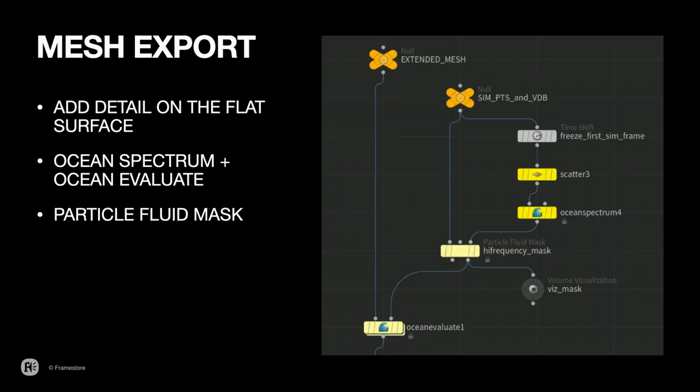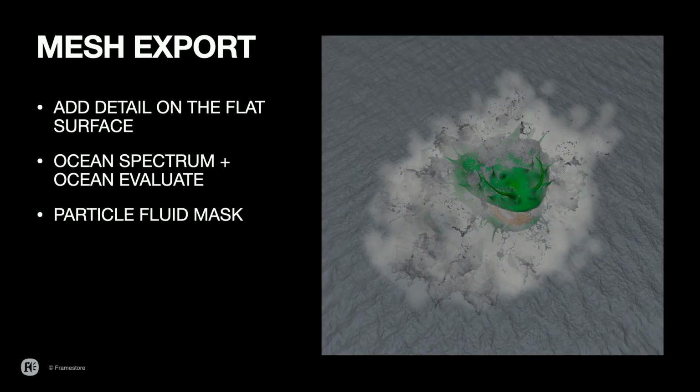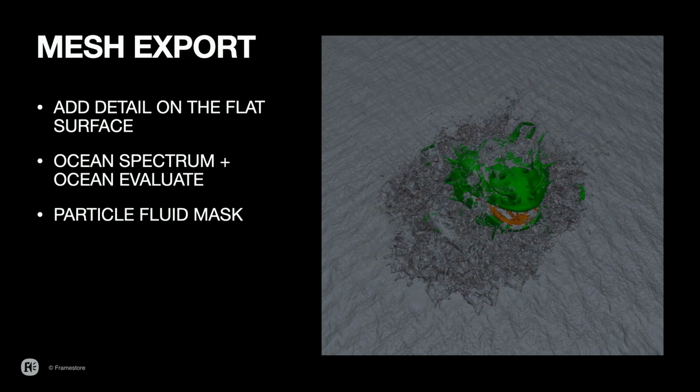We're gonna use this amazing node called particle fluid mask. The idea is similar to what we did for the smooth. So the first input is gonna be points and the VDB, and the third input is gonna be the ocean spectrum. The output is something like this. We're gonna feed that into the ocean evaluate and we're gonna be able to remove the noise from all these splashes.